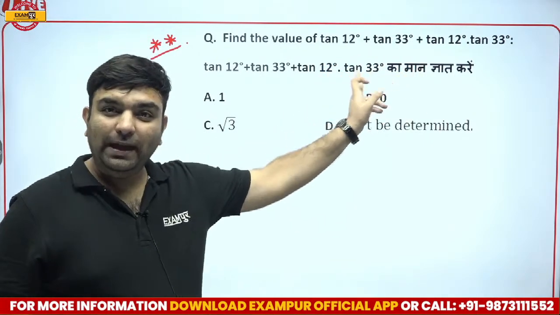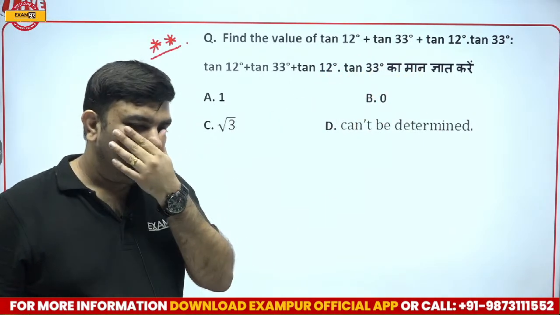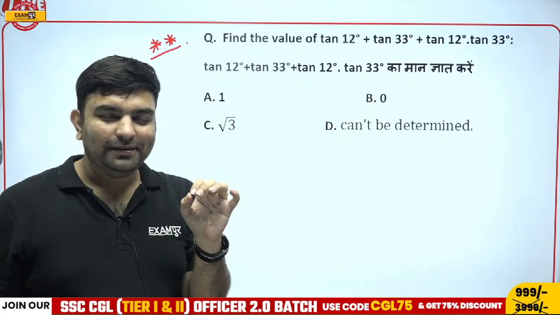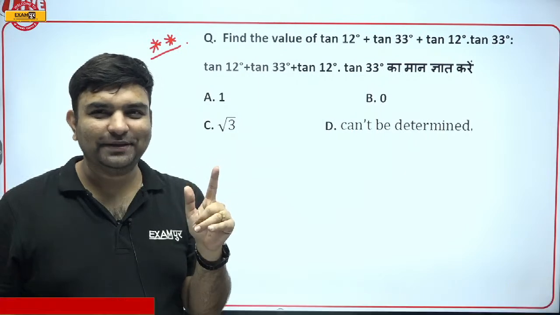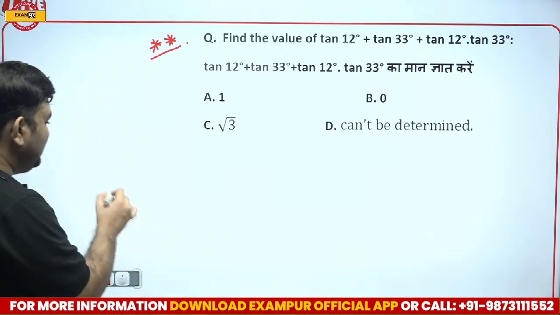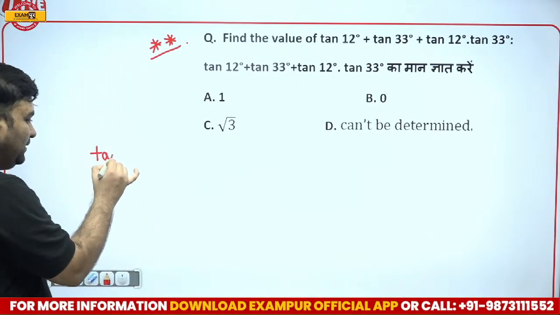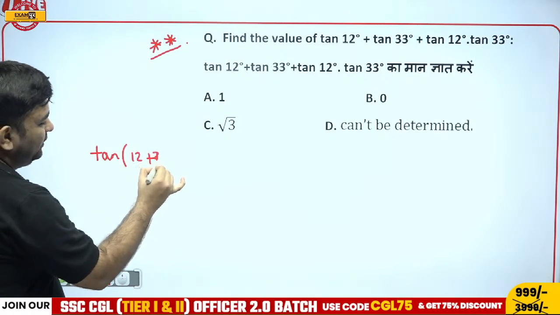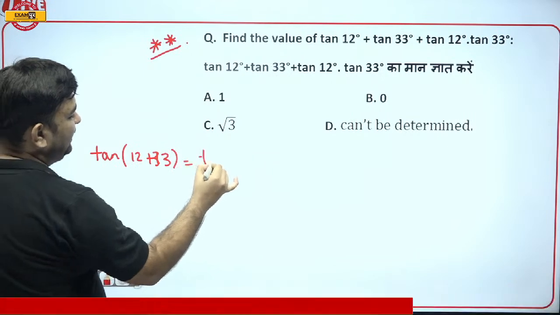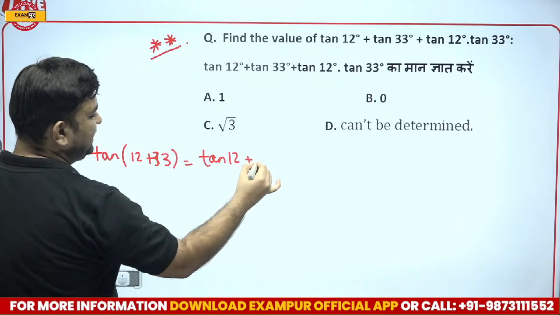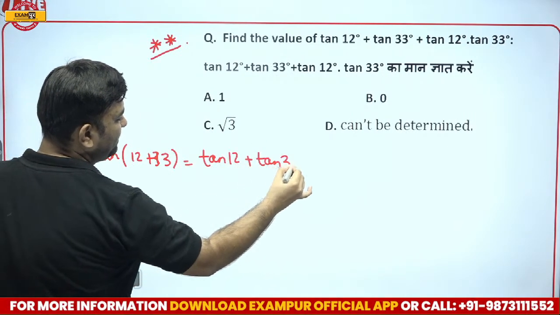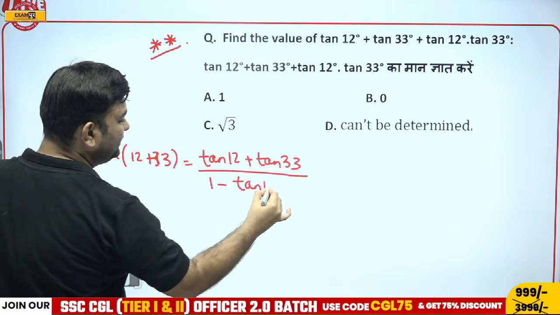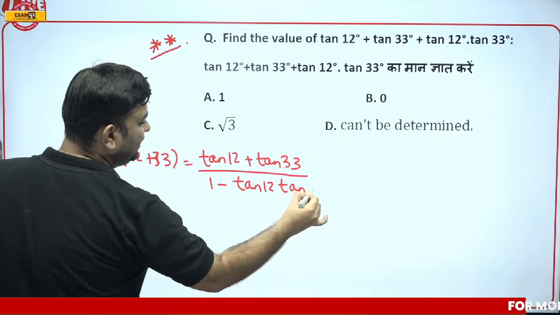A into B, A plus B, that happens in tan A plus B. So tan 12 plus tan 33 would be equal to tan 12 plus tan 33 upon 1 minus tan 12 tan 33.